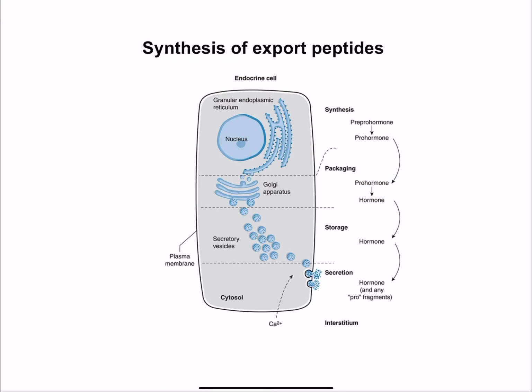Okay, this picture right here shows the typical synthesis of a peptide or protein hormone. So in an endocrine cell, we have them synthesized as a pre-pro hormone, and then the pre-pro hormone is cleaved into a pro hormone. Then the pro hormone goes from the endoplasmic reticulum into the Golgi apparatus where it is made into the hormone, and then the hormone is packaged in vesicles and then released when the stimulus comes in. So please remember these steps. We have pre-prohormone, prohormone, hormone, and then secretion.